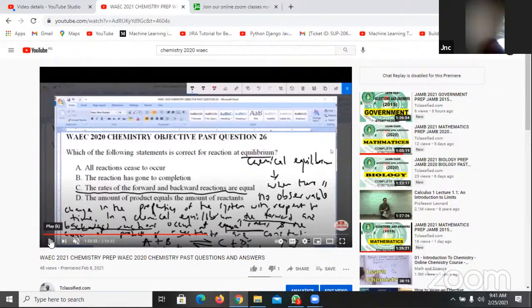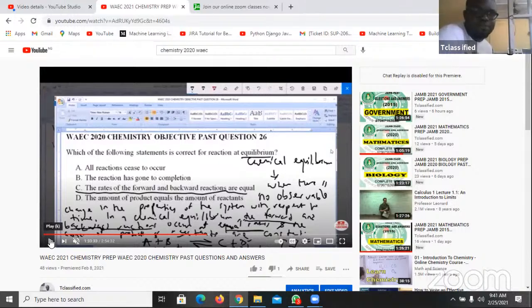So what does it mean for equilibrium? Which is the right option? I chose C, but now I'm starting to think, why is it not D? No, you see now. Equilibrium only happens once the rate of the forward and backward reaction becomes equal. That's when equilibrium has been attained. So C is simply the answer.